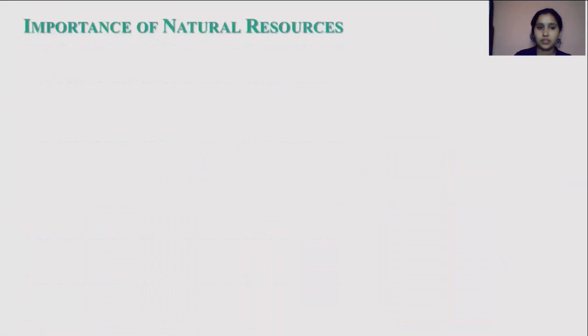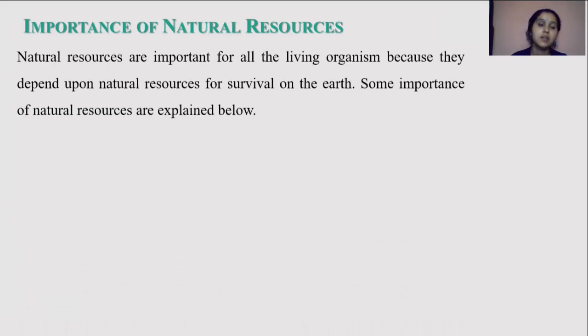Now, let us know some importance of natural resources. What is the importance of natural resources? Let's discuss them. Natural resources are important for all living organisms. Why? Because they depend upon natural resources for survival on the earth. Some importance of natural resources are explained below.